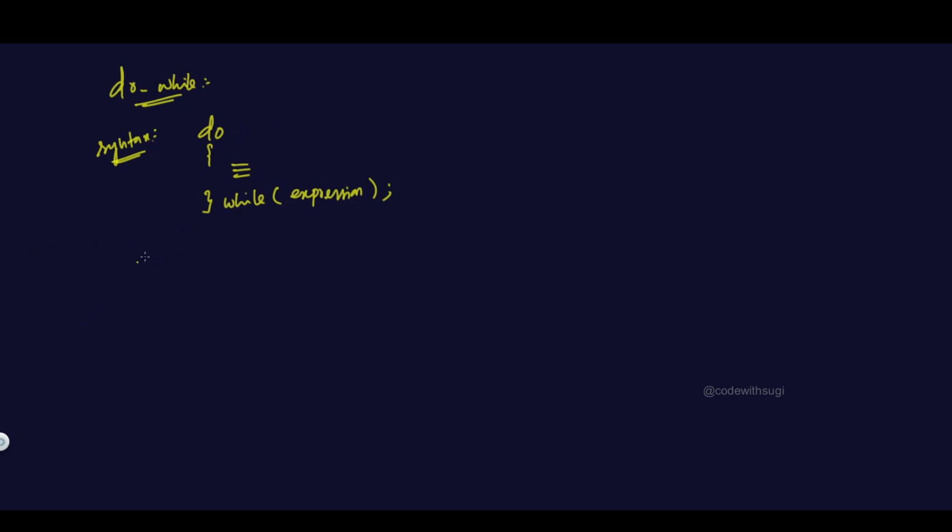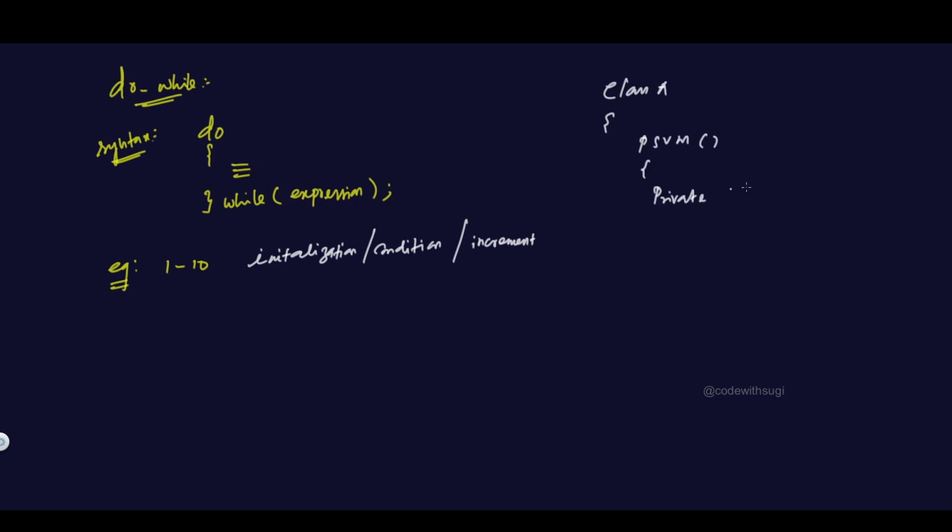First you will do this, then you continue the loop. So again I'm going to take the same example, like print the values from 1 to 10. We have three things which we need to specify: initialization, and then condition, and then increment, right? So here I'm going to take example class A, public static void main, private integer num. So from where we have to begin? We have to begin from 1. So that's the reason I'm initializing the number with 1.